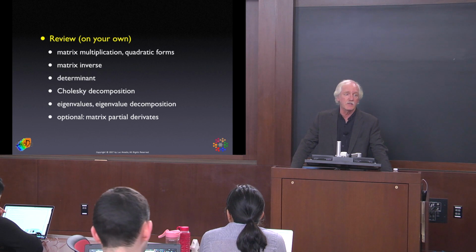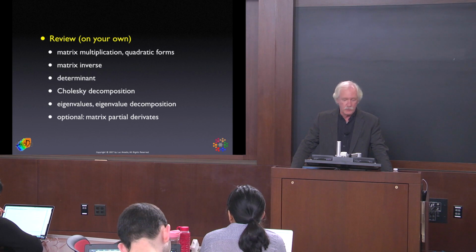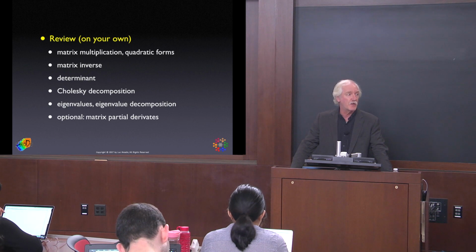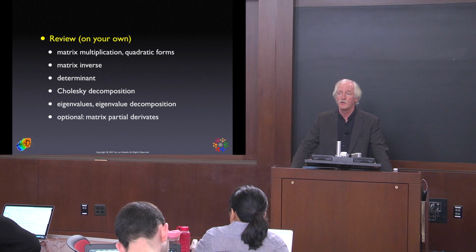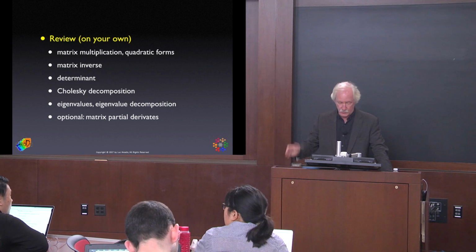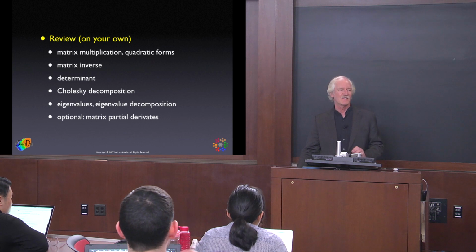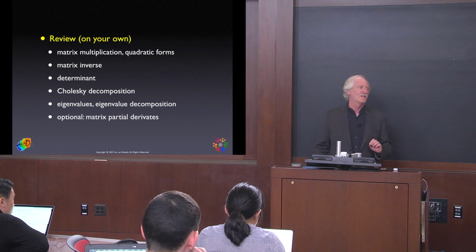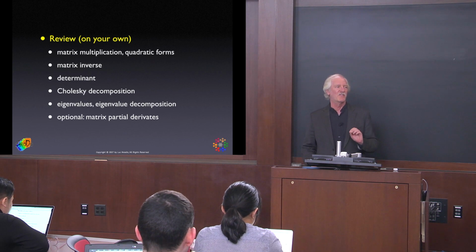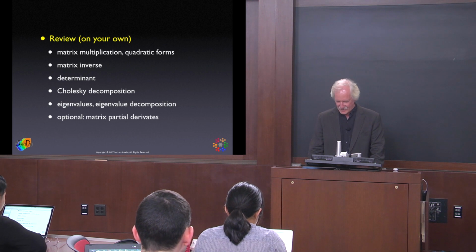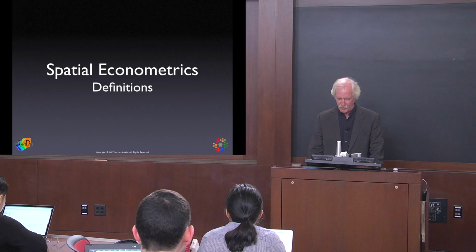Cholesky decomposition is a way to compute the determinant efficiently. Eigenvalues and eigenvectors, we'll talk about them. We will try to avoid using them because they don't scale up well. And then if you're really a geek, like me, matrix partial derivatives. Cool stuff, right? I will mention them, but we won't go over them.